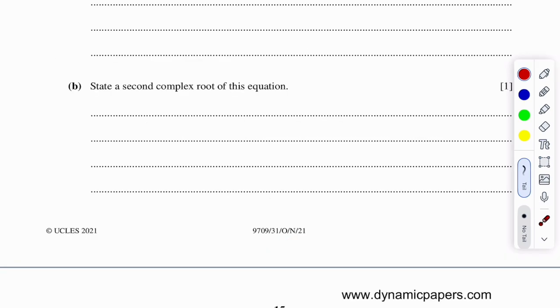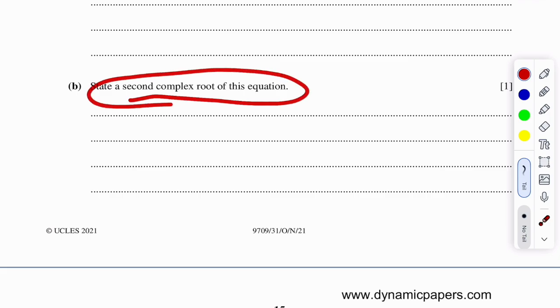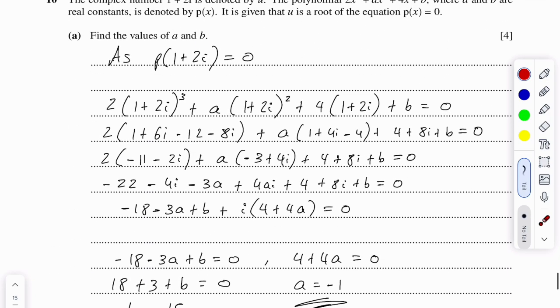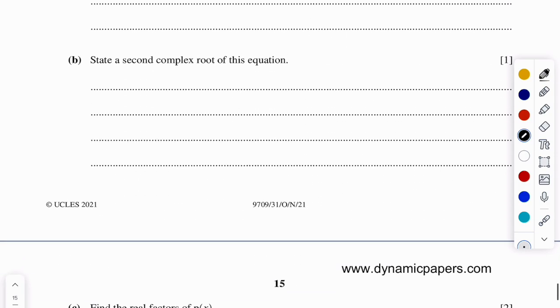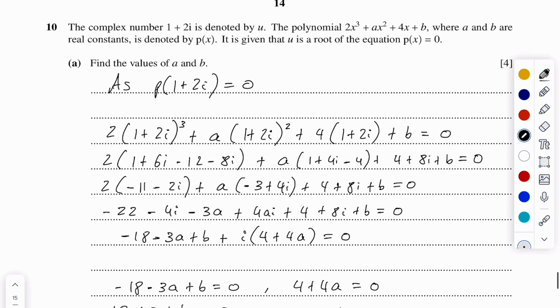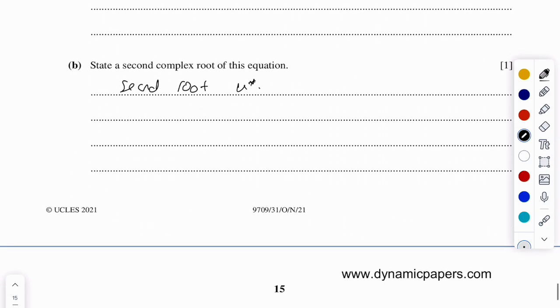Alright, now over here it says state a second complex root of this equation. Well, what was our first complex root? The first one was 1 plus 2i. And the second root is going to be the conjugate. In all cases, it's going to be the conjugate. So if the first root was 1 plus 2i, therefore it's going to equal 1 minus 2i in this context.